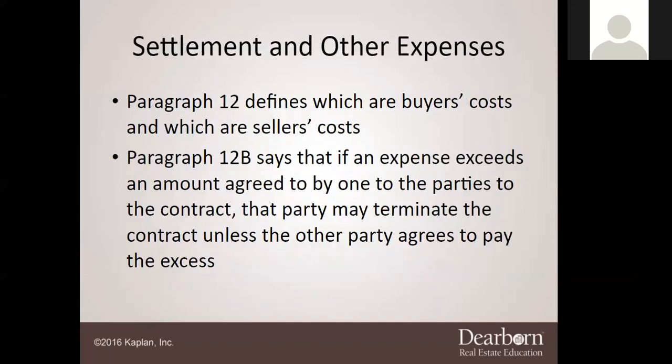Okay. Now, settlement and other expenses. Paragraph 12 defines which are buyer's cost and which are seller's cost. Now, this is going to be a big one, and we're going to talk about this when we actually sit down and go through the form. But basically, it's a little tricky, crooked way how some agents do it. So if, for example, say Mr. Jacob is selling a property to you, Mr. Eugene, and you submit an offer to Mr. Jacob, and he has it listed for, say, $300,000.